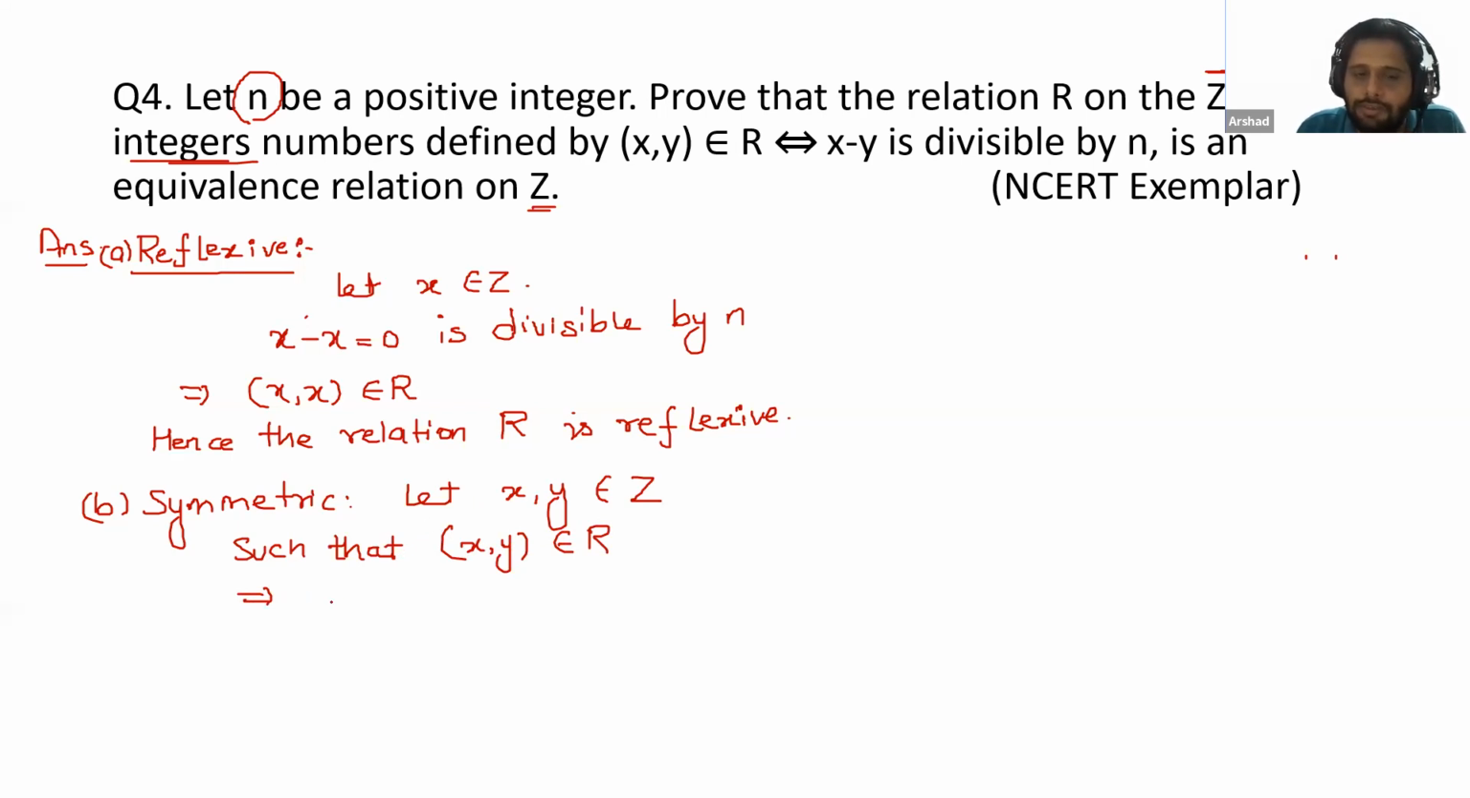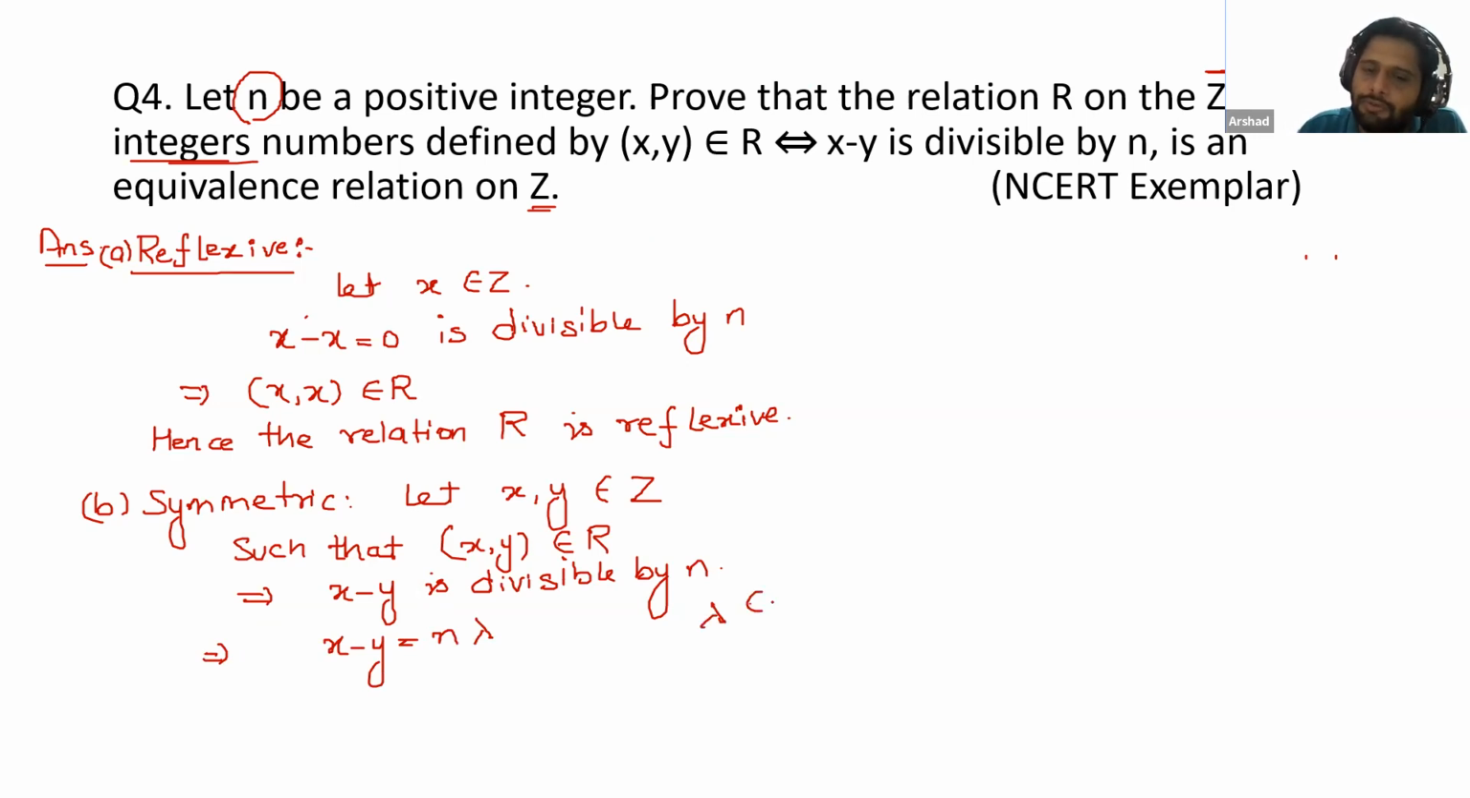We will always do like this. This implies such that x comma y belongs to R. This implies what? X minus y is divisible by n. We have said here that x comma y belongs to R. So that means x minus y is divisible by n. What does this mean? This means we can write this like this: x minus y is equal to n lambda, and we can say lambda belongs to z.